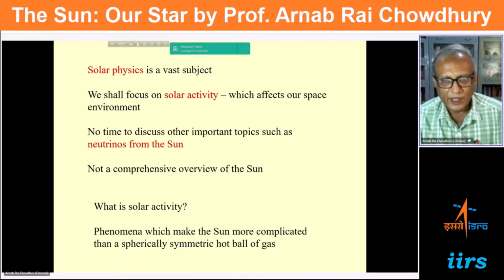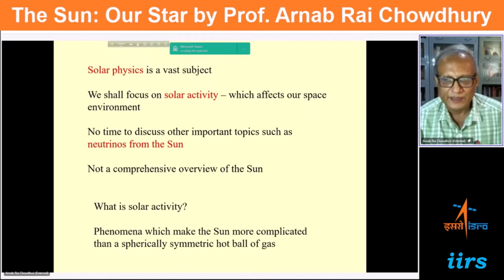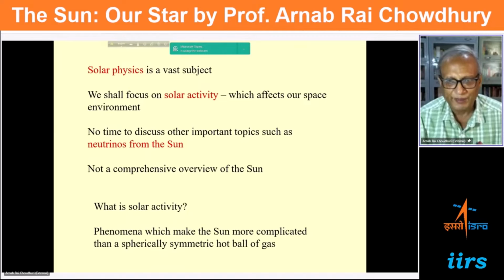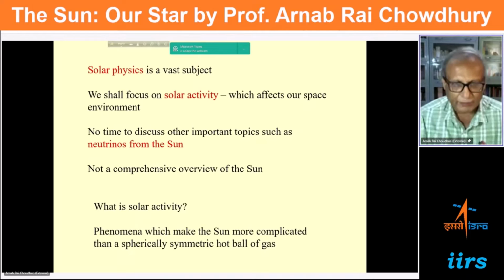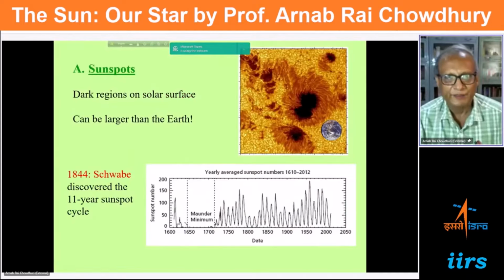So what is it? According to elementary textbooks of astrophysics, a star is a spherically symmetric hot ball of gas inside which nuclear reactions are taking place. Now, there are many phenomena in the sun which make it much more complicated and intriguing than a simple spherically symmetric hot ball of gas. Such phenomena are collectively called solar activity. So let me begin by recounting some examples of solar activity.